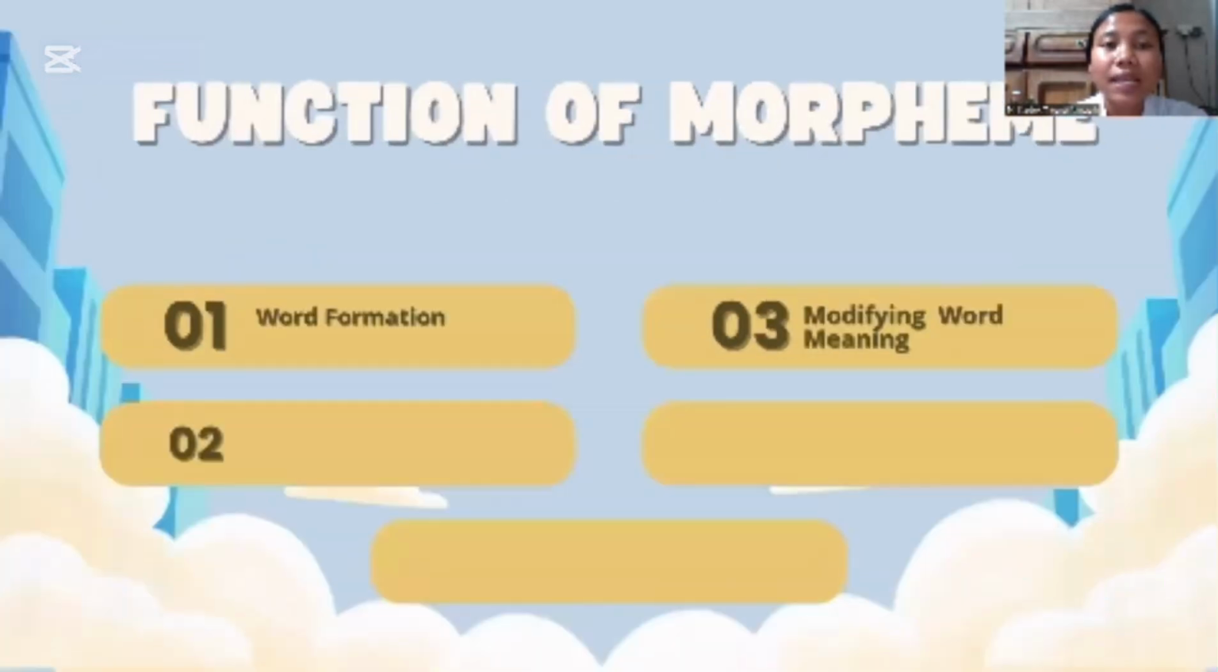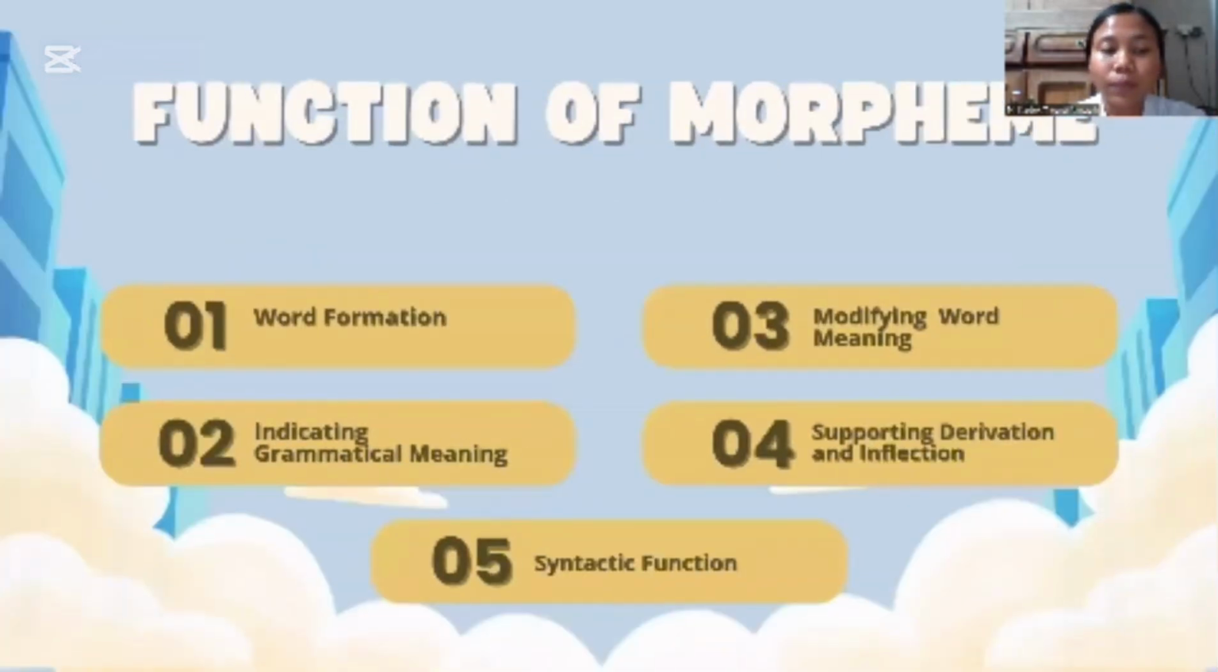Next is the function of the morpheme. Morphemes have 5 functions. The first is word formation. Morphemes are the building blocks that form words. For example, free morphemes, such as book or house, can stand alone as words with meaning, while bound morphemes, like ber, require another morpheme to form a complete word.